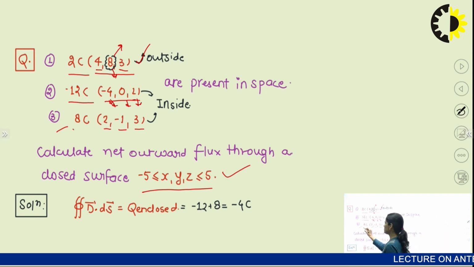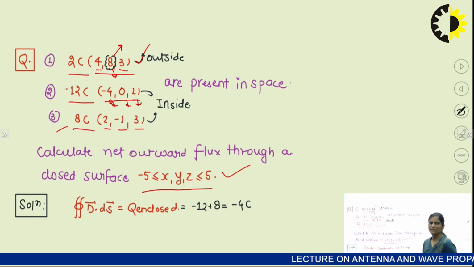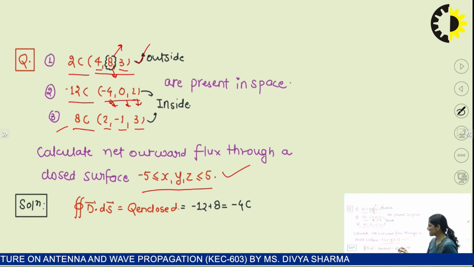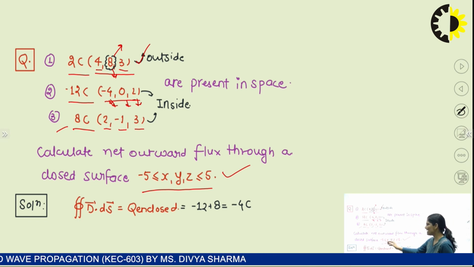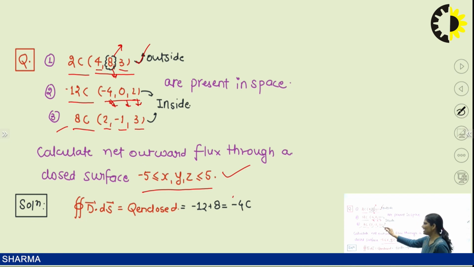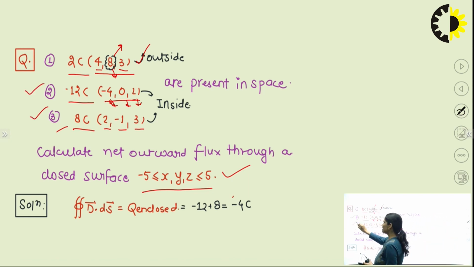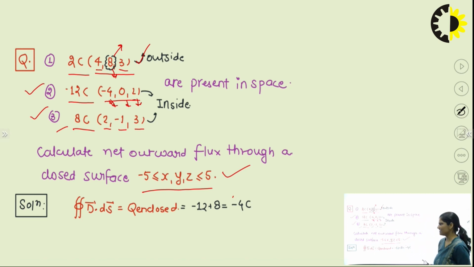Now the third charge, that is 8 coulomb. Its coordinates are 2, minus 1, and 3. So x is equal to 2, which comes in the range of minus 5 to 5. Minus 1 comes in the range of minus 5 to 5, and z is equal to 3, which also comes in the range of minus 5 to 5. So you can say the second and third charges come inside the surface, or inside this space, and the first one is outside this space.